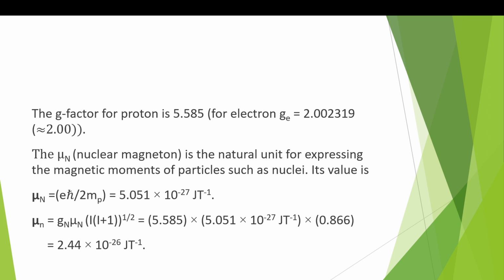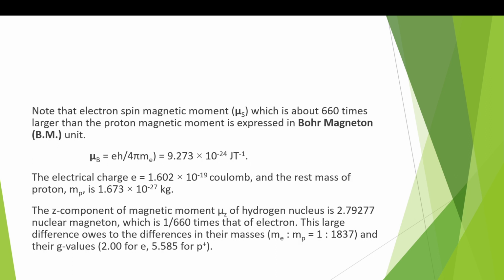Nuclear magneton is 5.051 times 10 to the power minus 27 joule per Tesla. Nuclear magnetic moment, by putting the values of constants, we get the value of mu as 2.44 times 10 to the power minus 26 joule per Tesla. For the electron, we use another unit known as the Bohr magneton, which is about 1,000 times larger than the nuclear magneton.